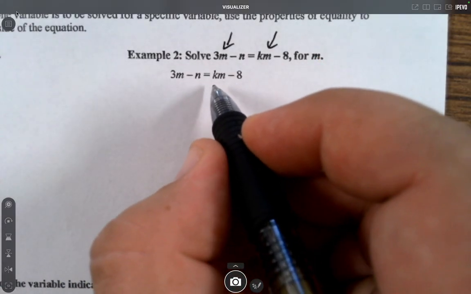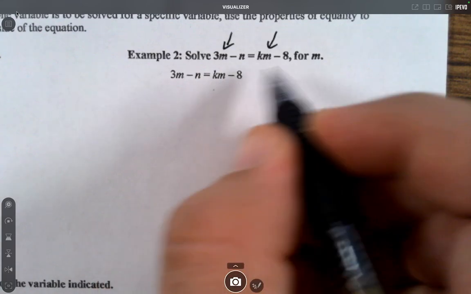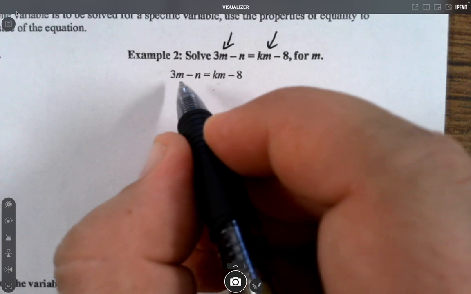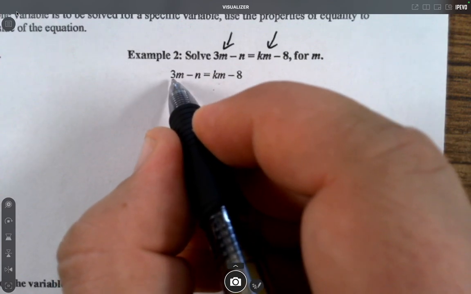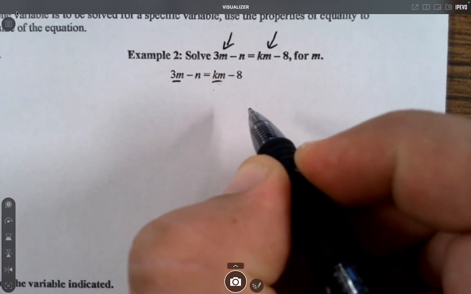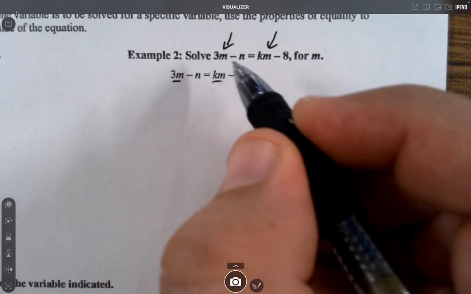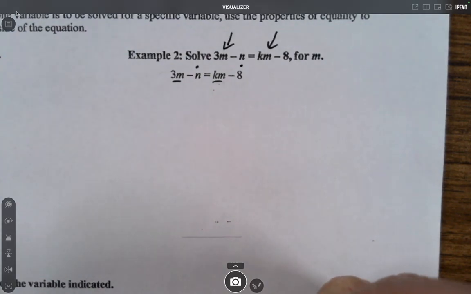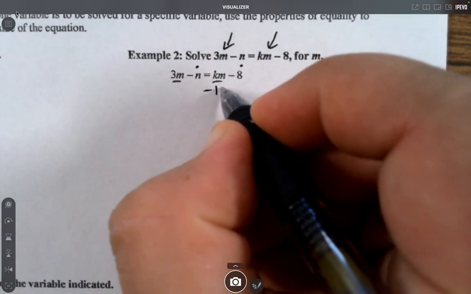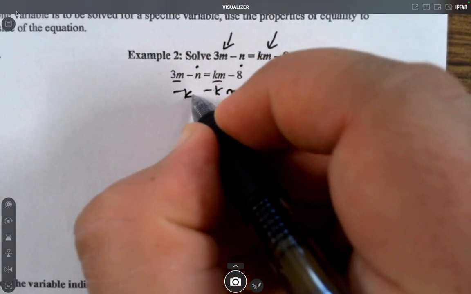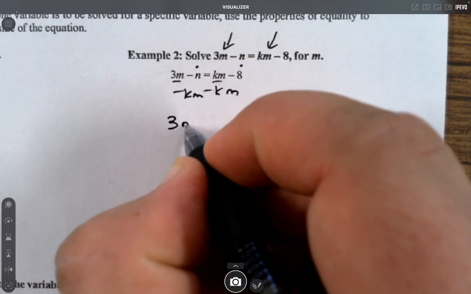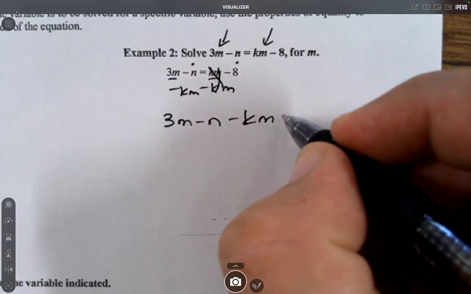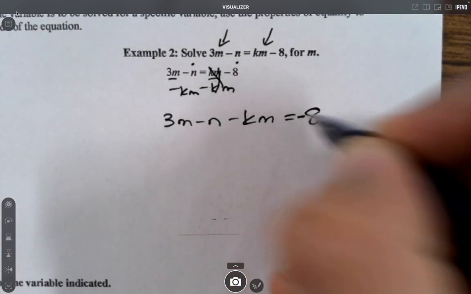So the trick is, you want to get everything with an m, or whatever variable you're solving for, on one side of the equation. That'd be these two. You want everything without an m, that'd be this one and this one, on the other side of the equation. So I'll subtract km from both sides first. So I get 3m minus n minus km. This cancels. I get that equal to negative 8.